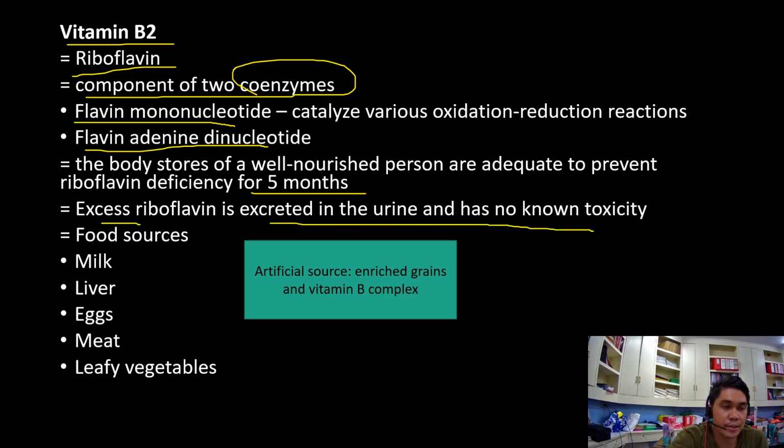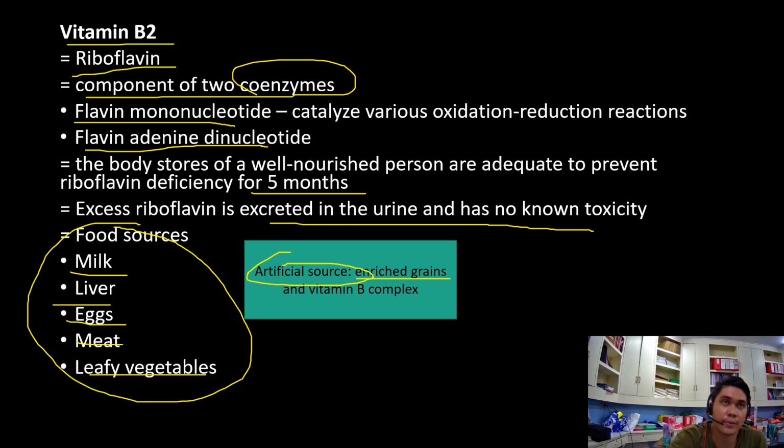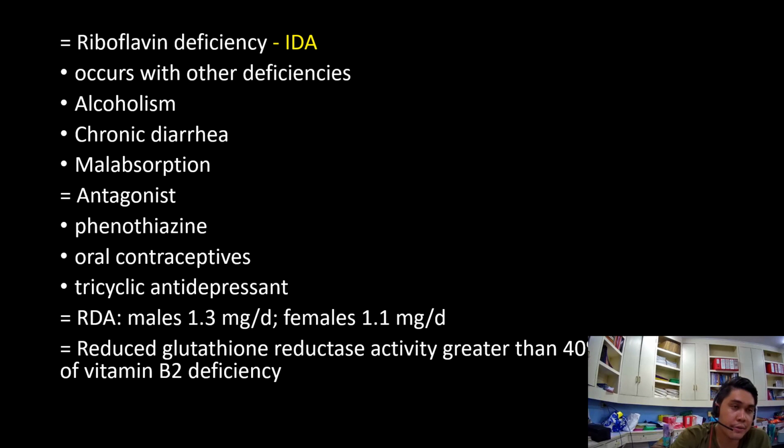So for the sources, for dietary, you have milk, liver, eggs, meat, and leafy vegetables. For artificial source, you have enriched grains, so grains without vitamin B1, B2, are enriched because you're adding the vitamins lacking in the grains. So that's why it's enriched grains. Okay, so you add B vitamins. Then next is vitamin B complex supplementation. That's for artificial source.